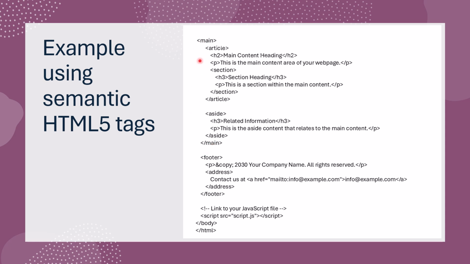So our main section might contain articles and sections, right? And we might also contain an aside here. So this is related information. It's the side content that relates to the main content. Again, it might be advertisements, as was already mentioned. And finally, we have the footer section here, and then we might put a copyright or end copy. We've already learned about these characters here. All rights reserved. Then we have our contact information, and so forth and so on.